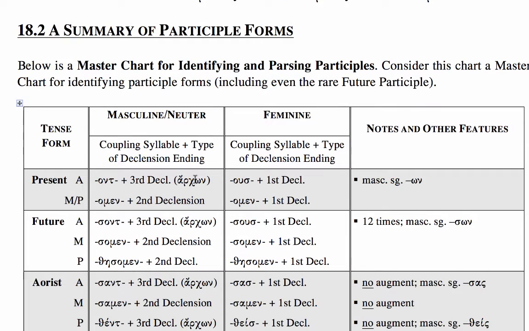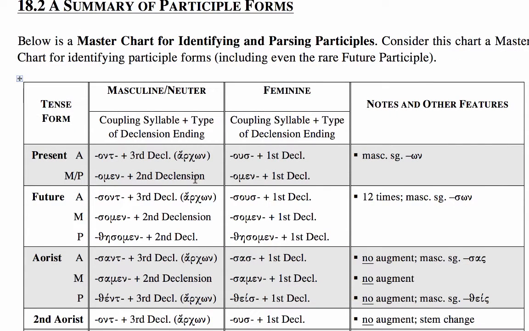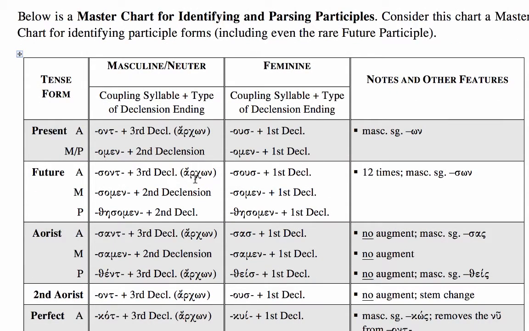Here's a chart in 18.2 of all the participle forms. This will give you an overview of the coupling syllable and the type of declension ending and other notes and features. So these participle forms, while they are many, are actually just recycling and reusing endings that you already know. If you take some principles of the tense formatives along with understanding the coupling vowel, then it's just a matter of recognizing the endings that you already know so well.